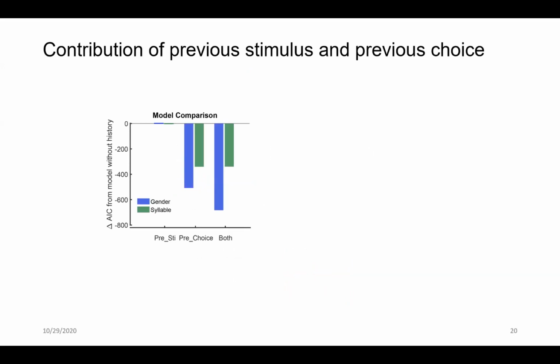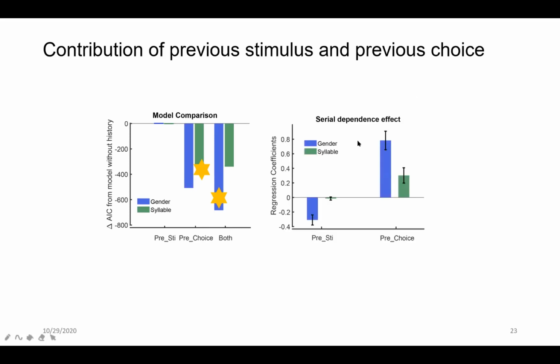Next, we used a generalized linear mixed effect model to investigate how previous stimulus and previous choices influence the current choices. By nested model comparison, for gender, as you can see, both stimulus and choice influence the current choice. But for syllable, only the previous choice influences the current choice. And for the choices, this is a positive effect for both attributes. And for gender, the stimulus exhibits a repulsive serial dependence effect.